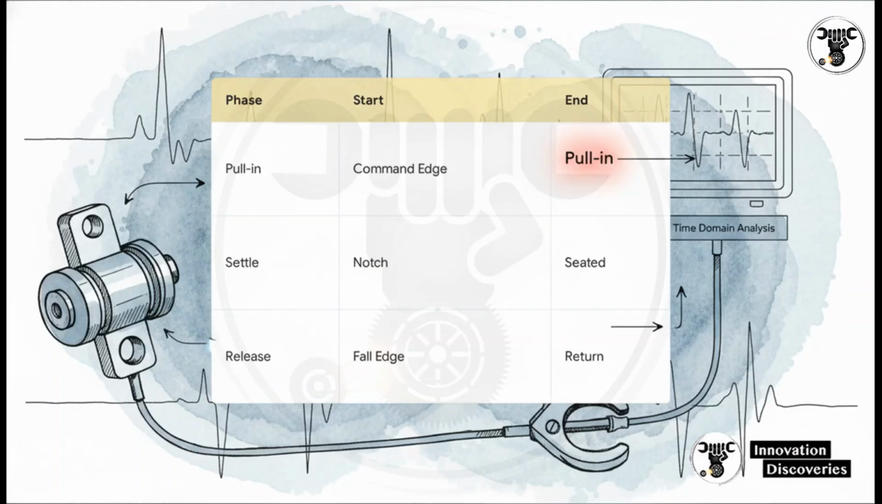Pull-in time starts from the ECU command right to the exact moment of mechanical displacement. Settle time is the period until the plunger is fully seated. And release time is when the plunger returns after the command ends. I really want you to laser focus on the pull-in time, because this is exactly where we catch our mechanical faults hiding inside an electrical signal.